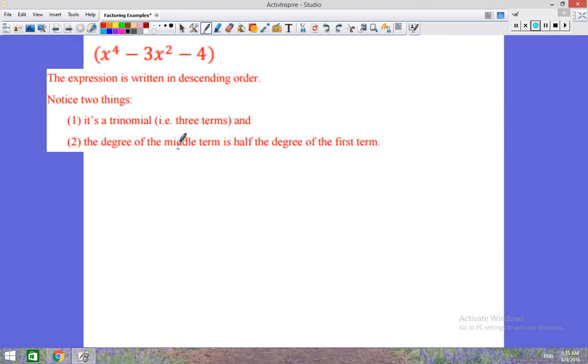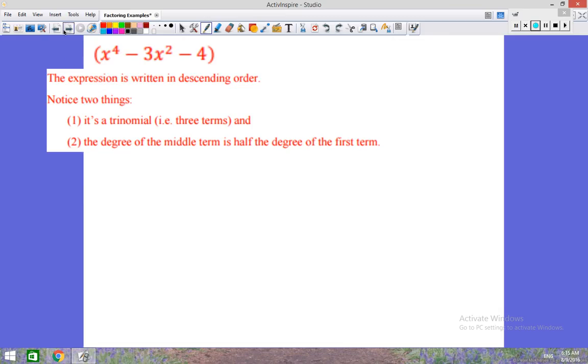And I notice two things. I notice it's a trinomial. I also notice it's in the correct form in descending order. But the degree of the middle term, 2, that's half of the degree of the first term. This first term, the exponent is 4. This term has a degree of 4. This middle term has a degree that's half of that. Anytime that's half of that, that's when we can apply that x method that's going to work.